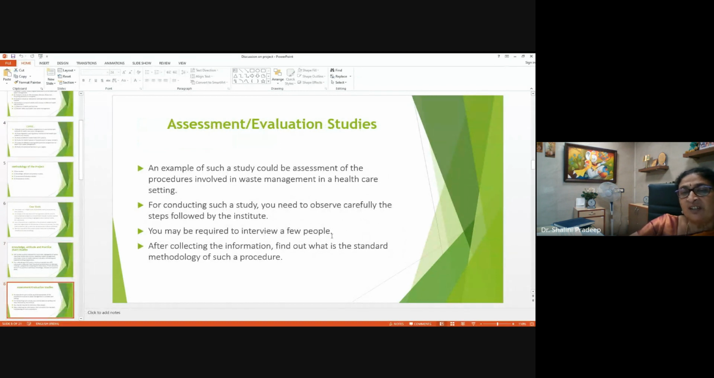Assessment or evaluation studies, the procedures involved in healthcare waste management. You need to find out what are the steps followed by that institute. In that you may have to interview a few people. It could be open-ended, where you keep the questions, and as and when they answer, you can write it down, or it can be closed-ended. That means the answer is yes or no. And after collecting all this information, find out what is the standard methodology of such a procedure.